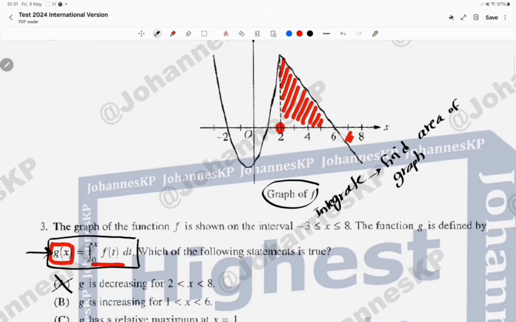Let's look at choice B. G is increasing from 1 to 6. From 1 to 6, the area is positive. That means, yes, it is increasing. So that's going to be choice B.